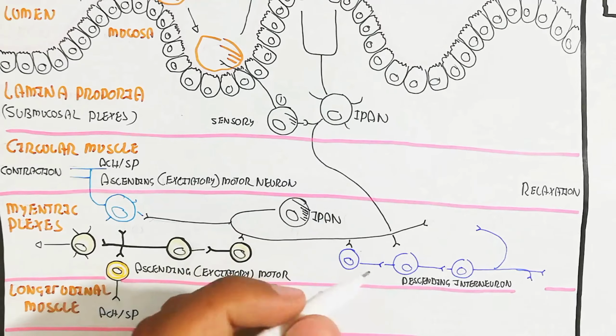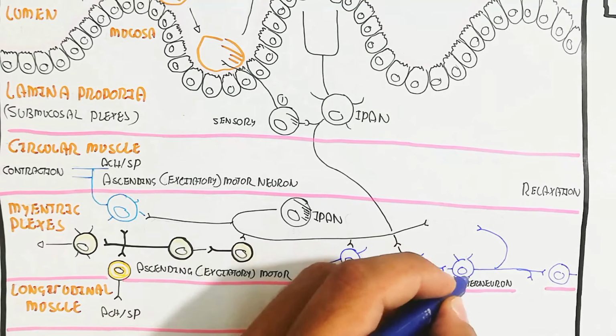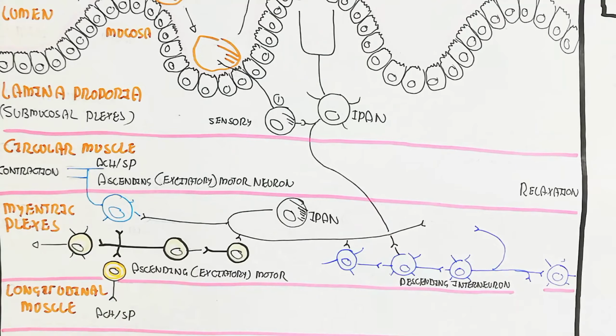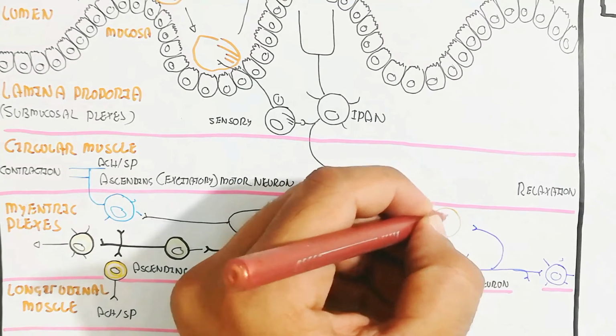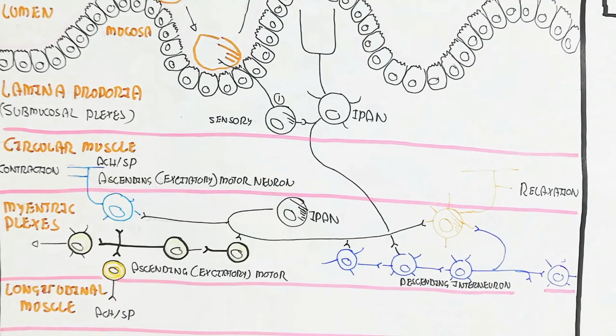Basically, the circular muscle contracts while the longitudinal muscle will be relaxed behind the bolus, and in this way the descending interneuron is also involved. So the IPAN is very important for the regulation of the contraction and relaxation.